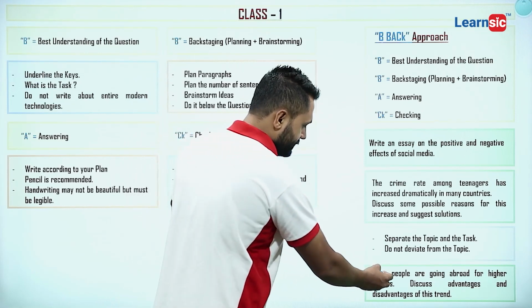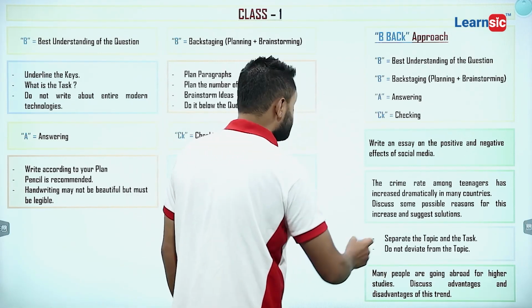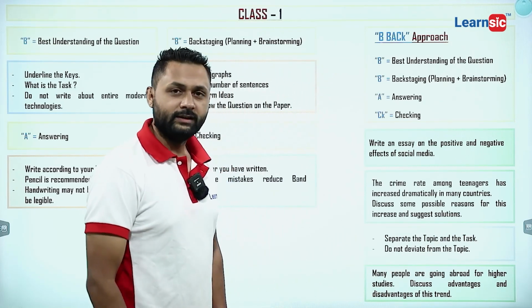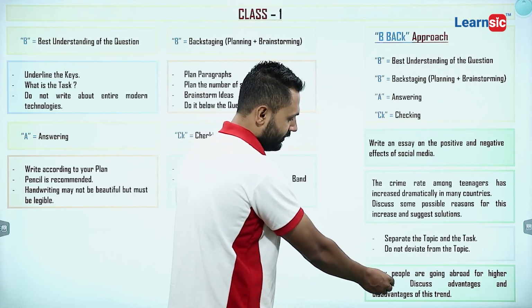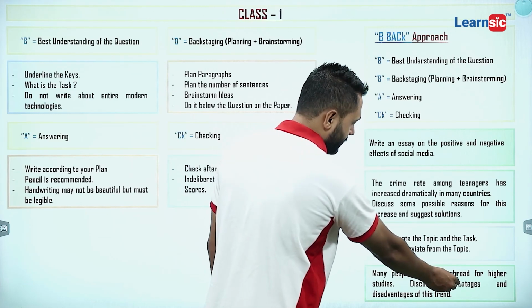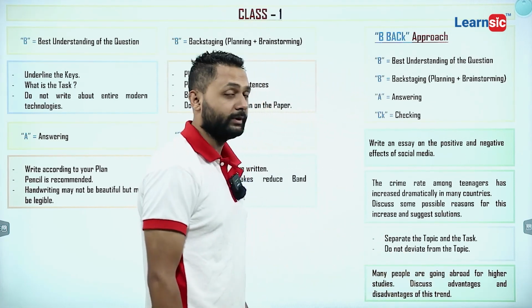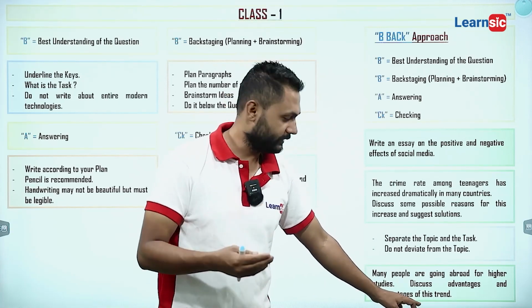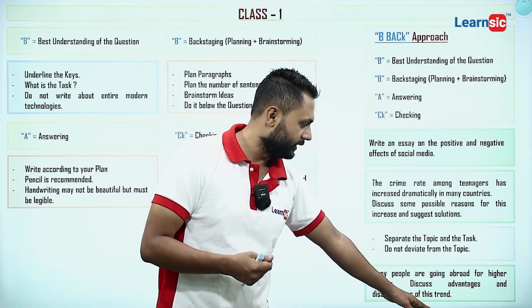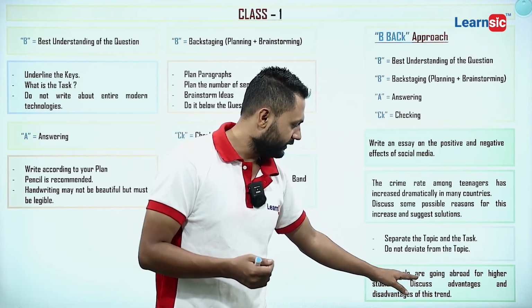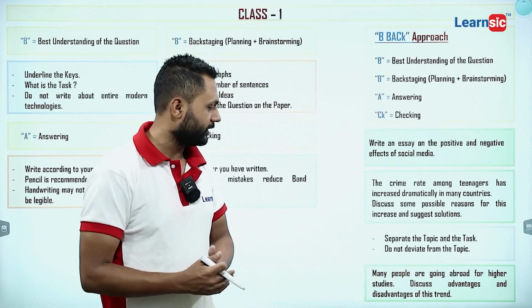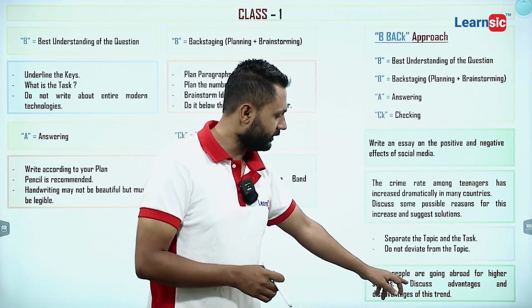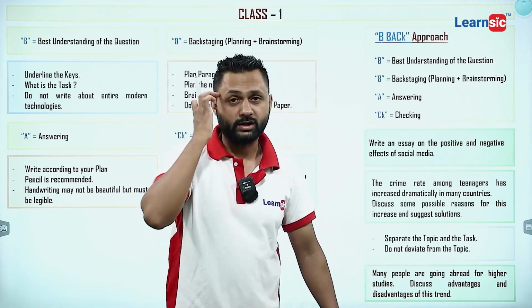Okay, good. So this is the topic. Many people are going abroad for higher studies. This is the topic till here. And after this, advantages and disadvantages of this trend. This is the task. In this case, we need to discuss the advantages and disadvantages of this trend. Now, what is the trend? The trend is here. Many people are going abroad for higher studies. Okay, so this is the topic, and the last sentence is the task.